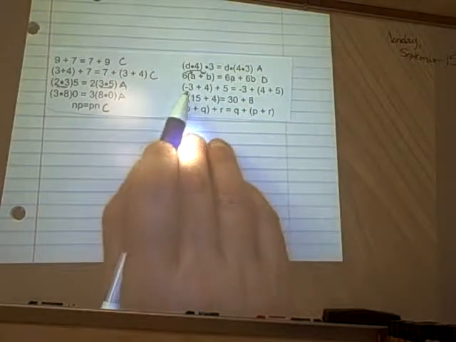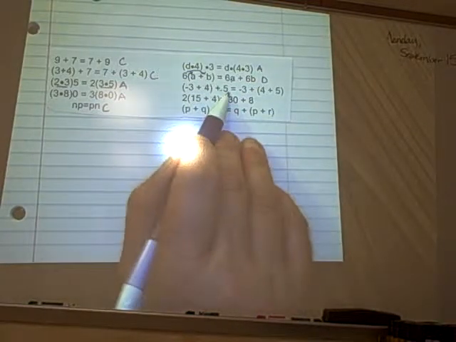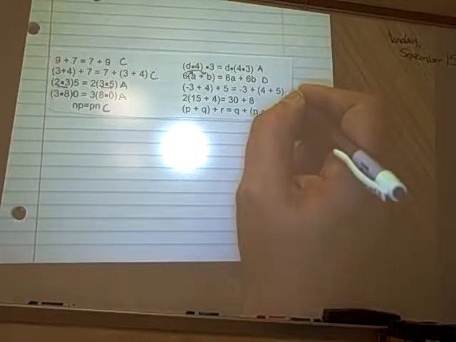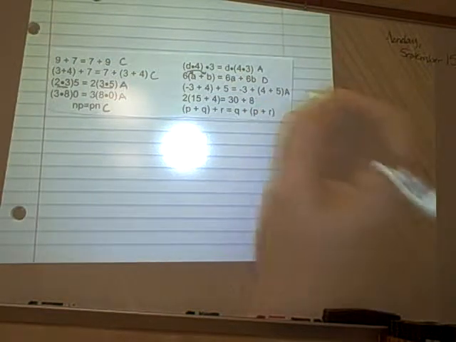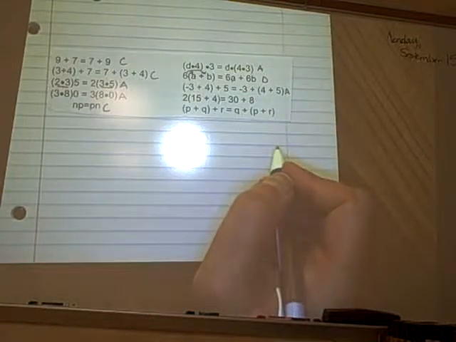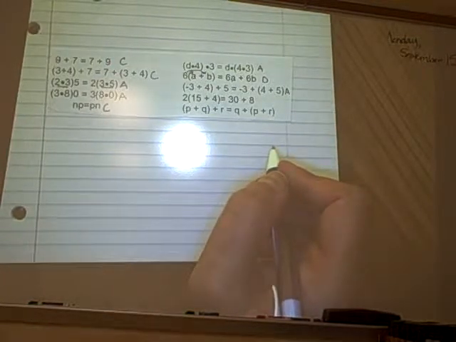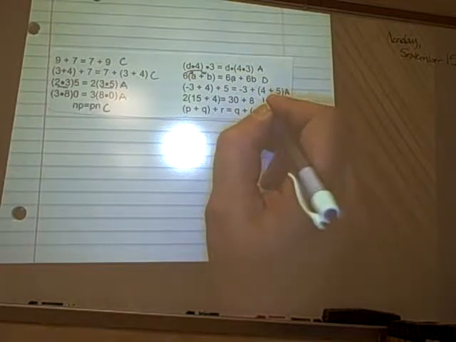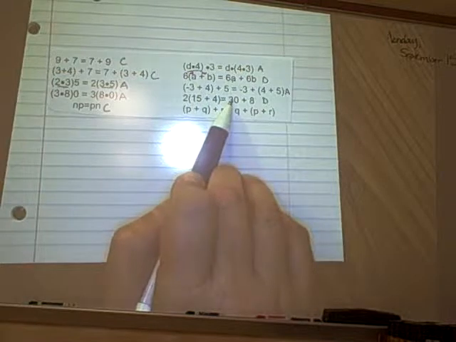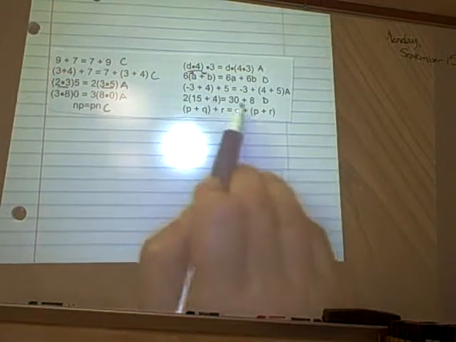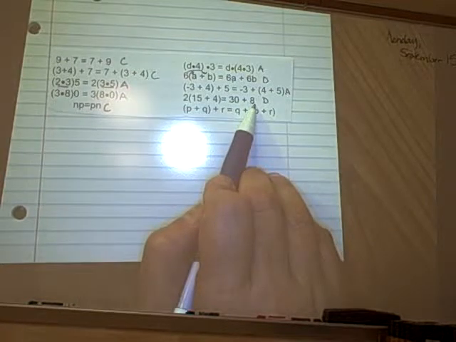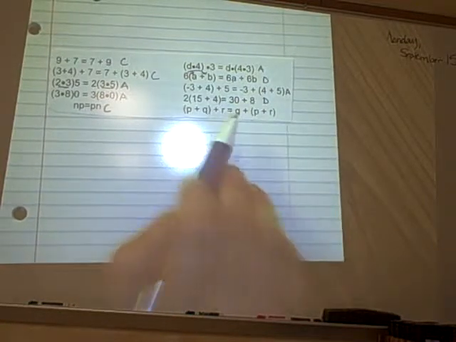Okay, the next one. Negative 3 plus 4 plus 5 equals negative 3 plus 4 plus 5. That's associative. The group changed. The next one. Okay, what was your hint? Parentheses are gone, and here's what they did. 2 times 15 is 30. 2 times 4 is 8. So they passed it out, but they did a little bit of the math work. Instead of showing you that the 2 is still there, they went ahead and multiplied it.